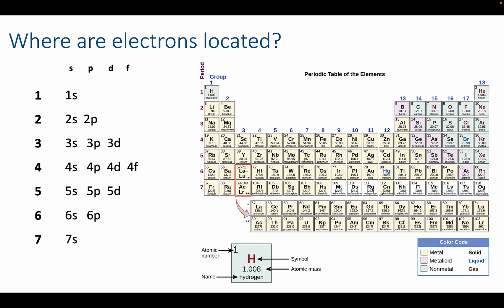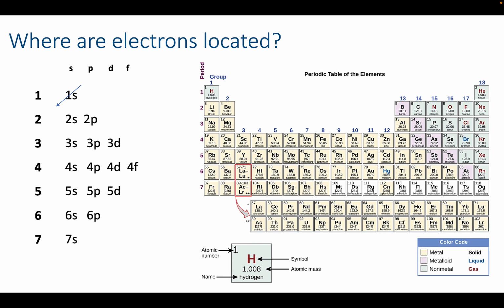So basically we draw up a little staircase, if you will. We've got 1s, 2s, 3s, 4, and so on. Remember that p orbitals don't show up until number 2. D doesn't show up till number 3, so we don't have any 2d or 1p or anything like that. So we draw up this little staircase and we do diagonal lines going downward.